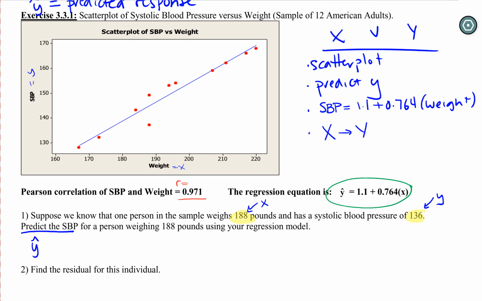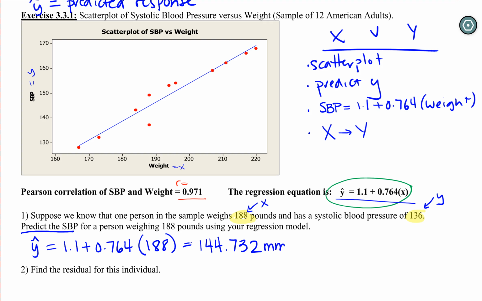So now that we got that, predicting is all about just using our lines. So this is 1.1 plus 0.764 times the x. We do not need this y, it is just extra information. And in fact, something I do a lot on the tests is to give you a little bit more than you need, so you have to figure out what is extra. So we have 144.732. We should put units on this. This is a poorly labeled graph, so I'm going to tell you that blood pressure is measured in millimeters mercury, so we're going to do mmHg.